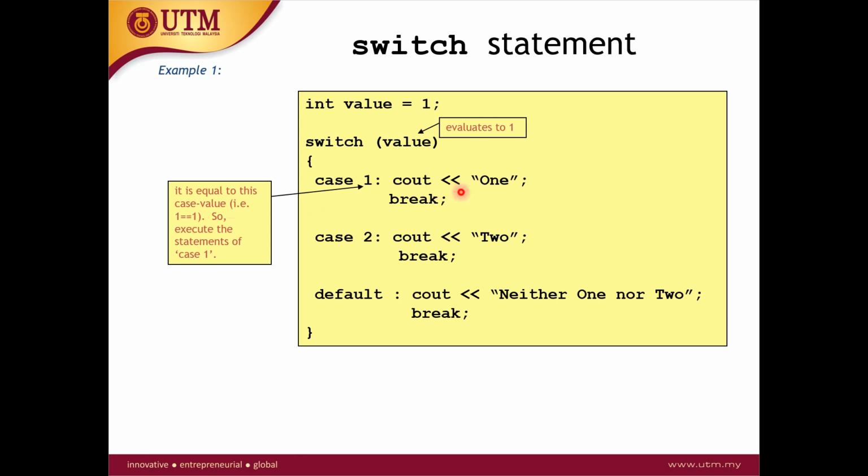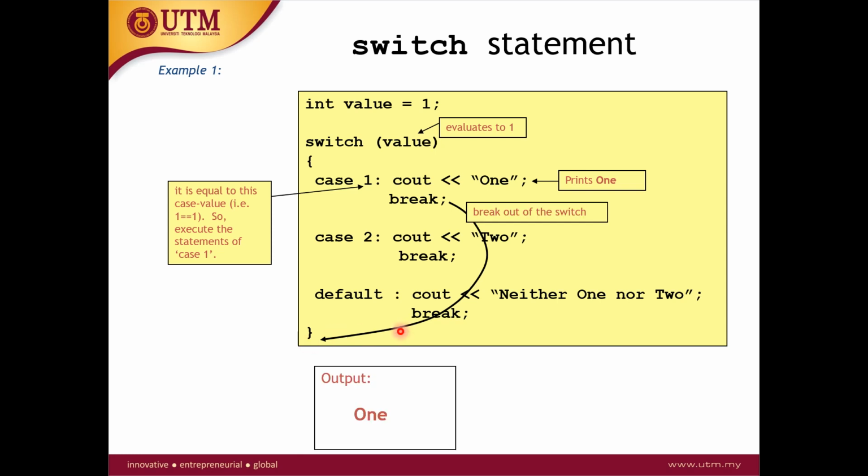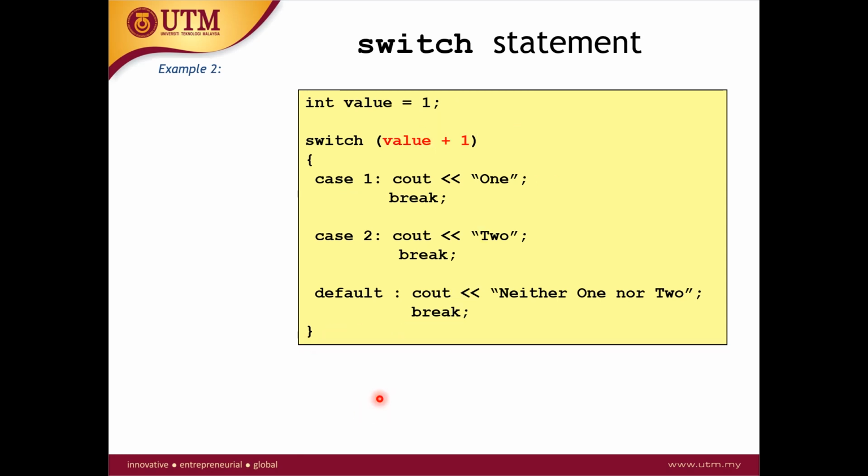So what's going to be the output? 1. It prints 1, then break goes to the end of the switch. So the output is going to be 1. What happens if we say the value equals 1, and then we are evaluating this statement, which is value plus 1?